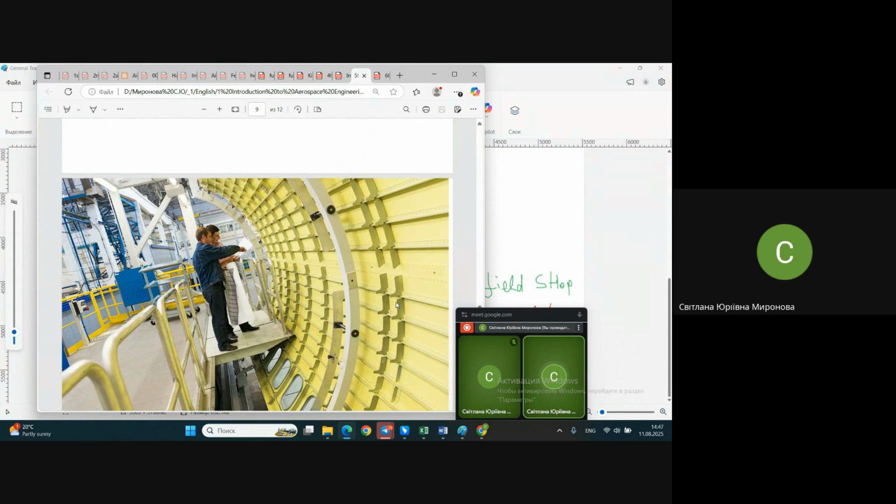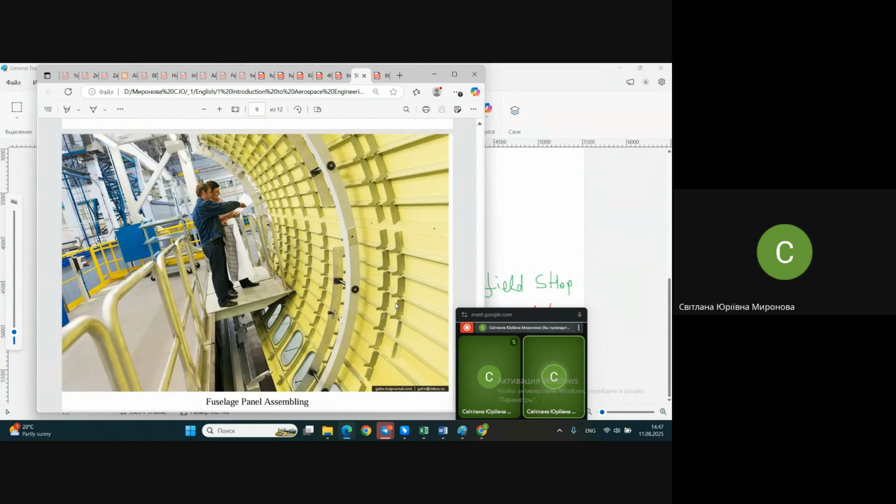What is it necessary for? What may it give us? Do forgive me, I will not search for this picture right now in other slides.